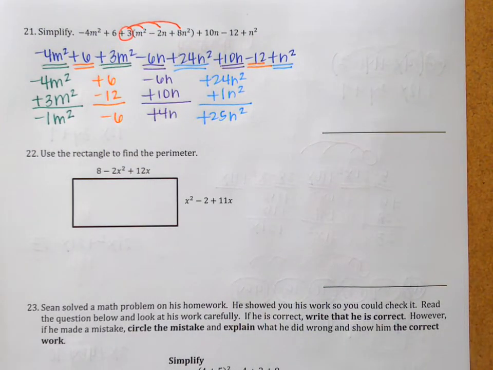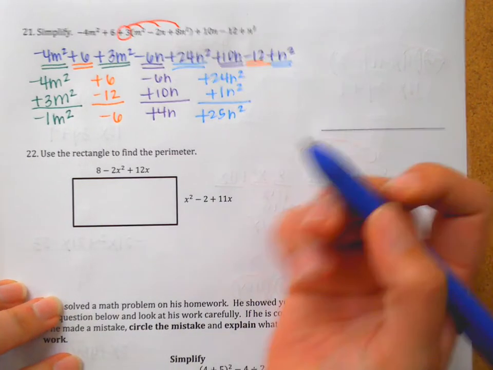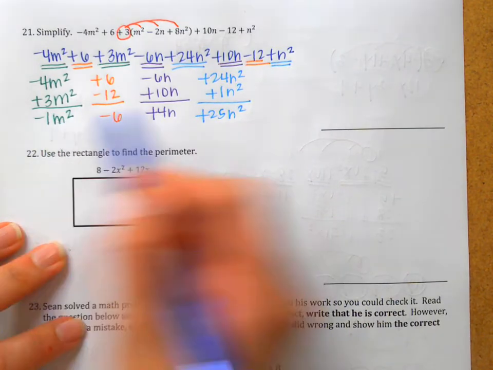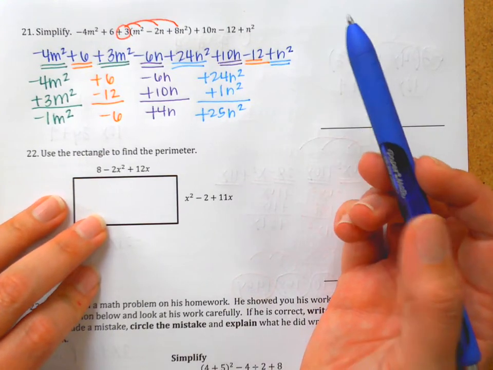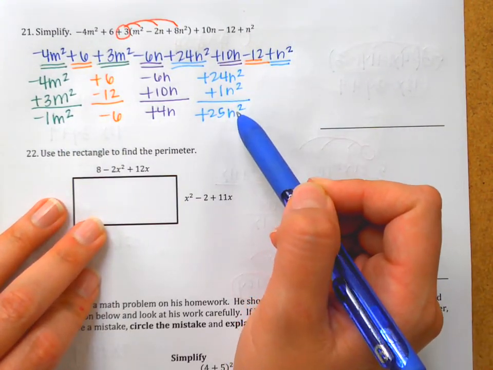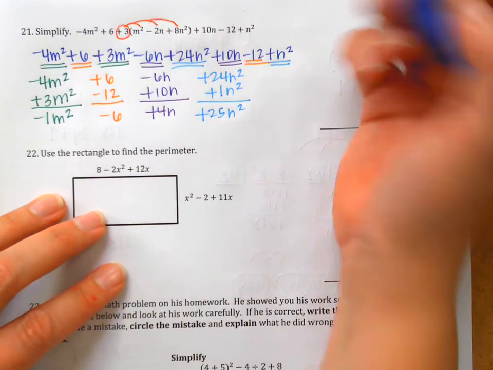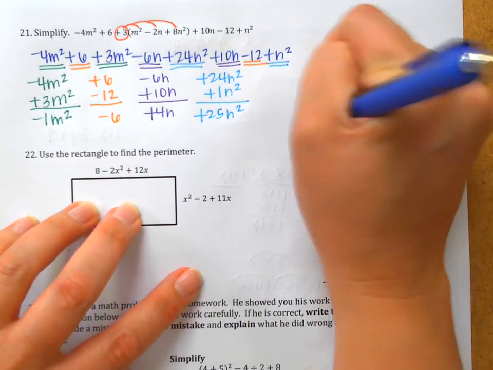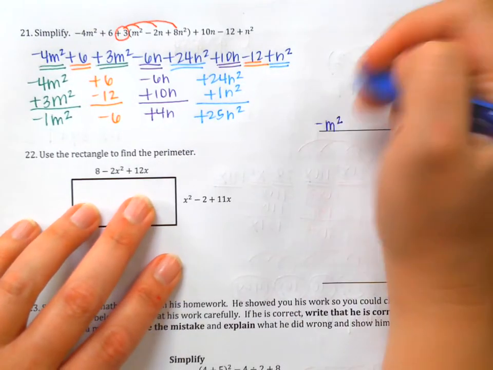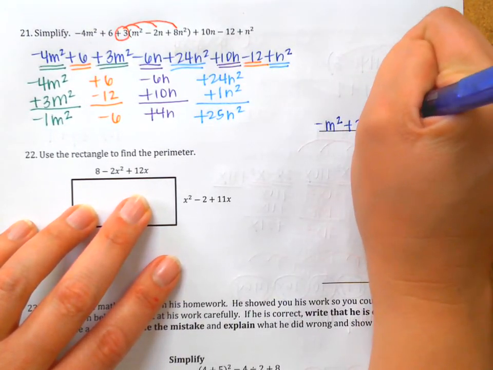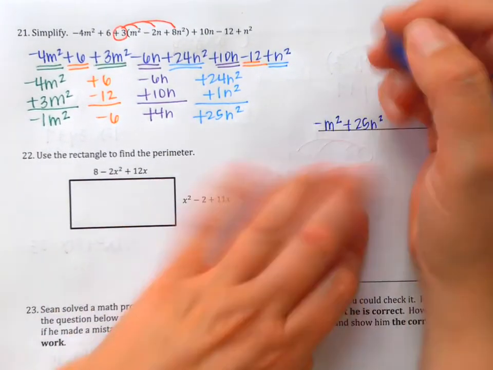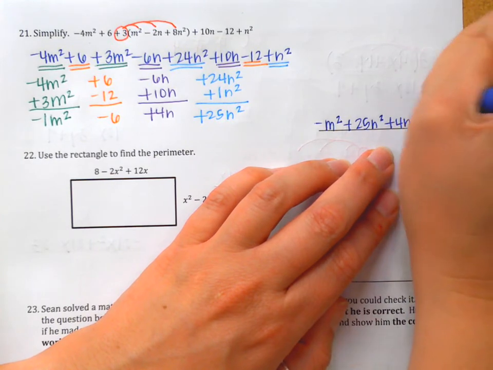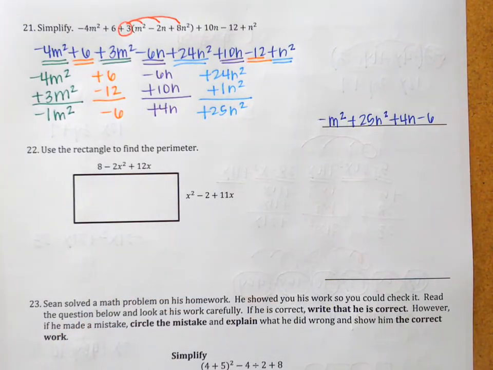Okay, so to write that in standard form, we are going to write it from largest exponent to smallest. So m squared and n squared are both exponents of 2. So I'd want to write that alphabetically. M comes before n in the alphabet. So you just have to write that as negative m squared plus 25n squared. If you wrote it with the negative 1, that's fine, but typically you'll see it just with the negative, plus 4n minus 6. And that would be your final answer there.